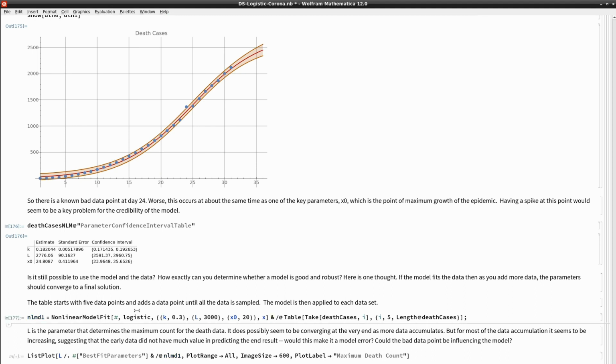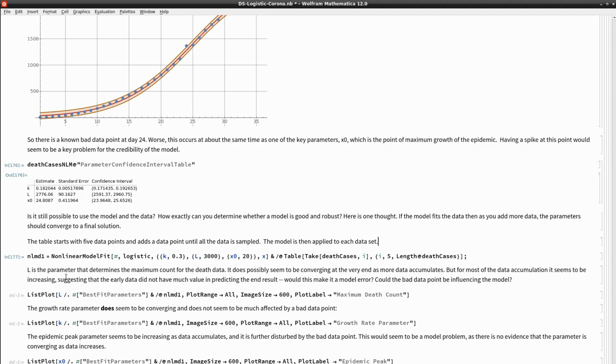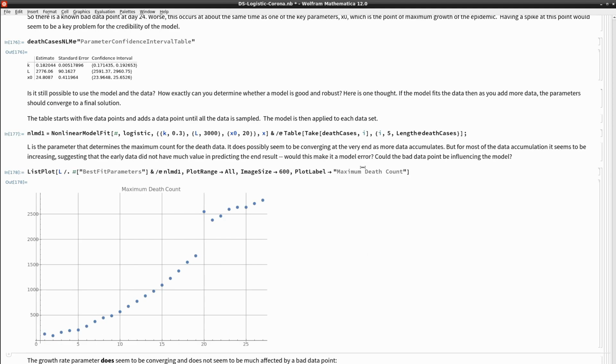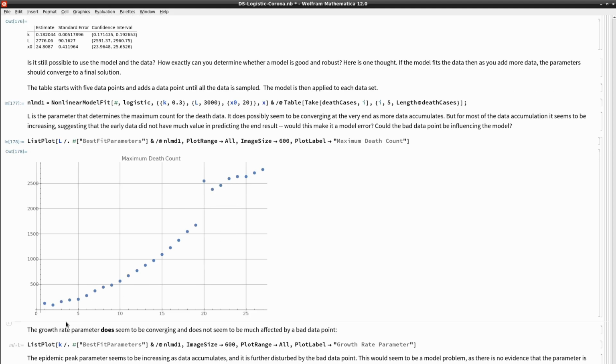We start with 5 data points and we're adding a data point until all the data is sampled. The model is then applied to each data set. So with this fit, let's look at the results. L is the parameter that determines the maximum count of the death rate. And is it possible that it's converging at the very end as more data accumulates? For most of the data accumulation, it seems to be increasing, suggesting that the early data did not have much value in predicting the end result. And would this make for model error? Could the one bad data point be influencing the model? In my opinion, it somewhat does.